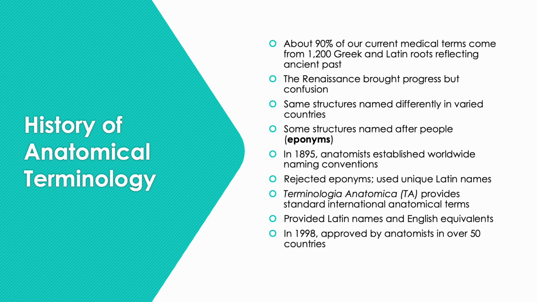The Terminologia Anatomica provides a standard international list of anatomical terms. So this is the book that provides all of the standard terms for anatomy. They are the same in every country. We refer to them as the same thing as people in India, Russia. It's the same term. It's a very uniform system. It provides the Latin names and the English equivalents. And then in 1998, this was approved in over 50 countries. So we have a kind of universal language for anatomy and medical terminology.